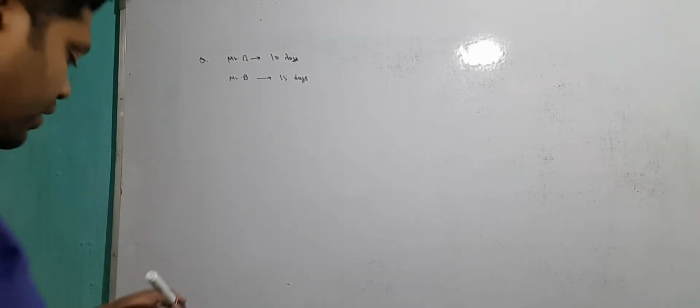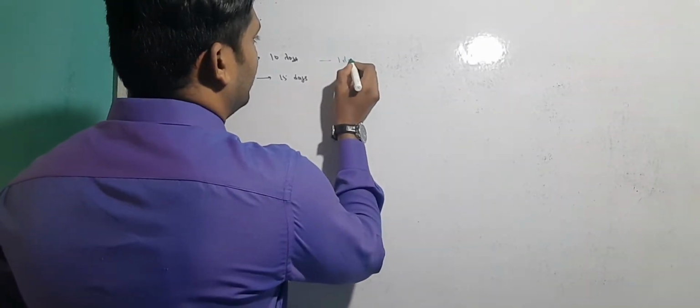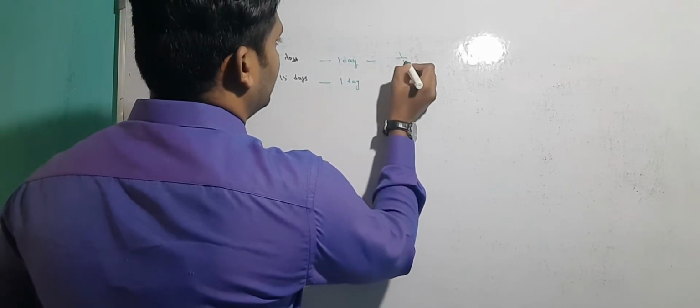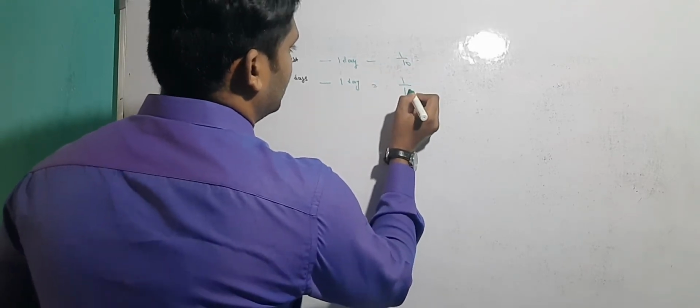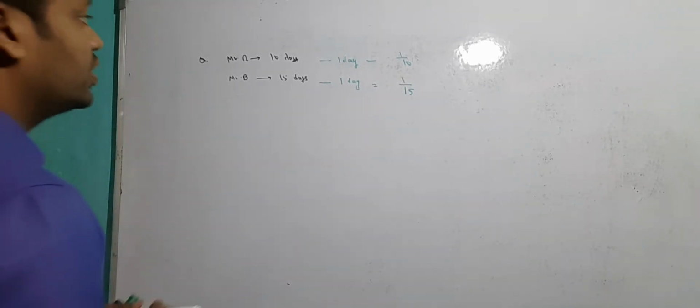Now again what I will do, first I will take out the 1 day work. So 1 day work is how much? It is 1 by 10, and this will be 1 by 15. You know what it means. Next, they are saying that they work together for 4 days, means they work together, not individually. Now first, to take out together, how much work will they do?